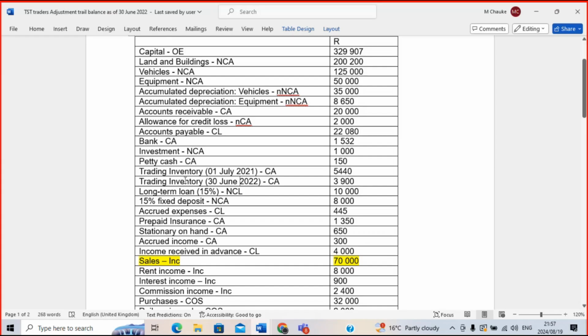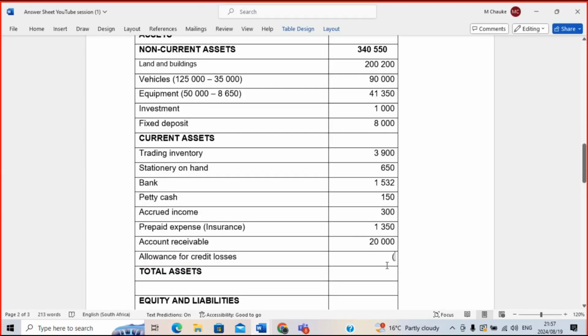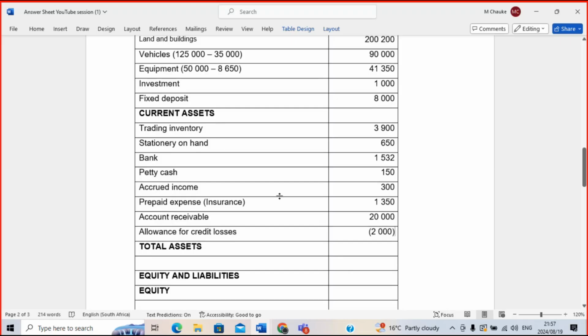Let's go and check. Allowance for credit losses. It's supposed to be allowance for credit losses, 2,000, right? So you put it in brackets, always all the time. Okay. Now we are done with our current assets. What we need to do is to add everything and minus allowance for credit losses of 2,000. We will get our current assets. So how much is our current assets there?